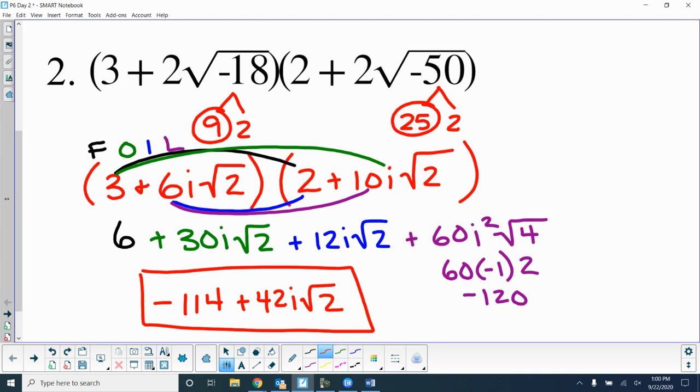Okay. Number 3 was 7i radical 2. Number 6 was 5 plus 3i. Number 9 was 8 minus 3i radical 2. Any questions on 3, 6, or 9?